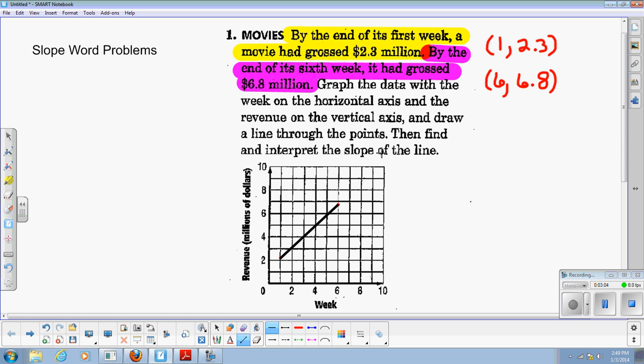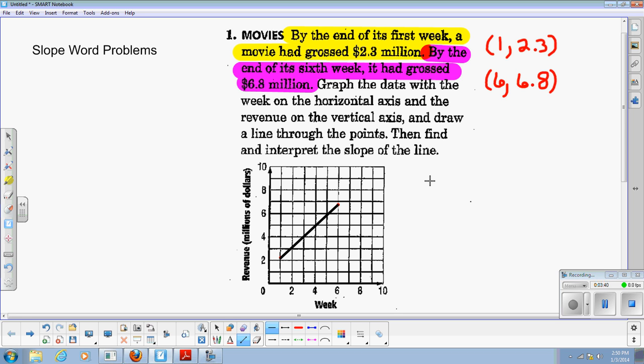My next direction, then: find and interpret the slope of the line. Find the slope. Build your t-table and find your slope. That will tell you what it is. And I will tell you right now, in this problem it comes out to be a fraction. After you have that fraction built, bring it to me and I will help you do the interpret part of the slope of the line.